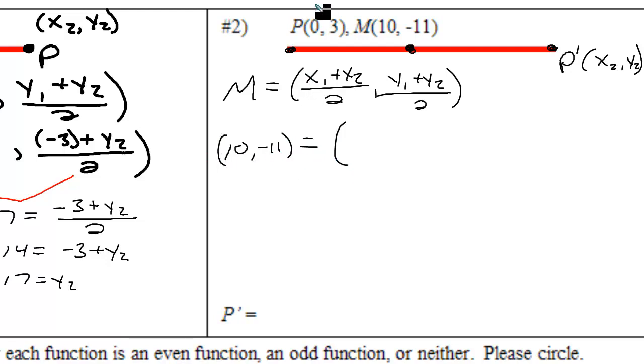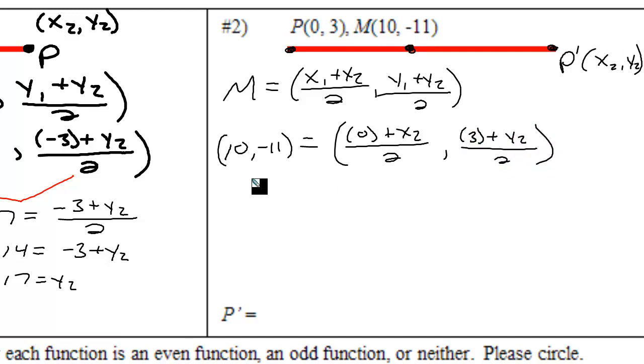One of the x values of your endpoints is 0. The other one is x sub 2. Our y values of our endpoints are 3 and y sub 2. So 10 we set equal to 0 plus x sub 2, which is just x sub 2, over 2. Negative 11 we set equal to 3 plus y sub 2 over 2.